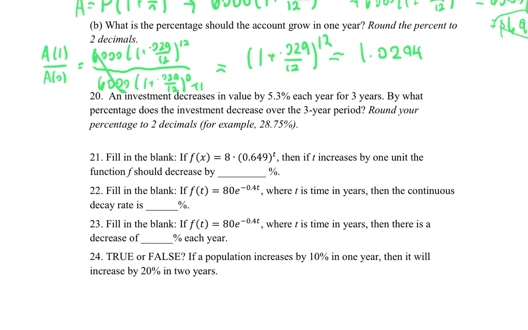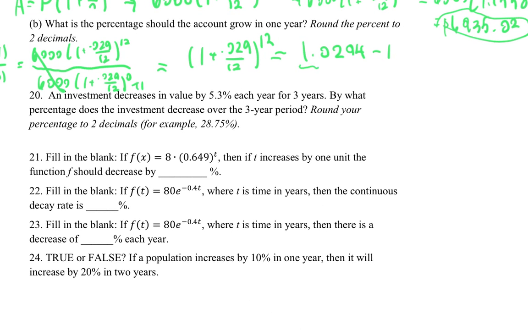1.0294. So we subtract the 1 to get it into the percent that we've grown, because the next year is 1.0294 times bigger than the previous year. So to find the percent you grow, you subtract the 1, you get 0.0294. Multiply that times 100 to get it as a percentage, 2.94%. And there's that one.